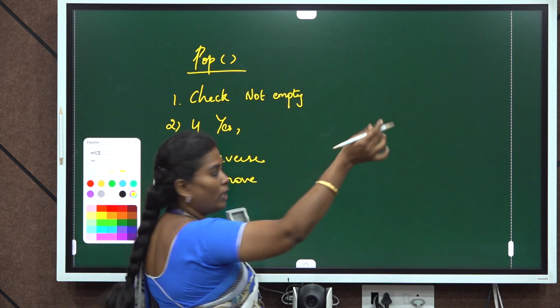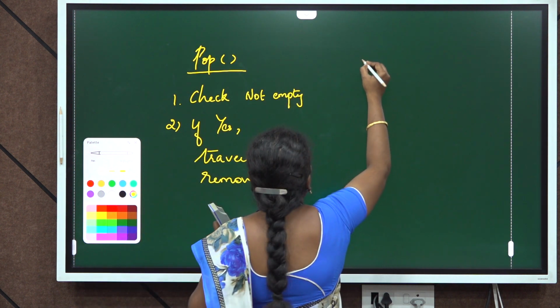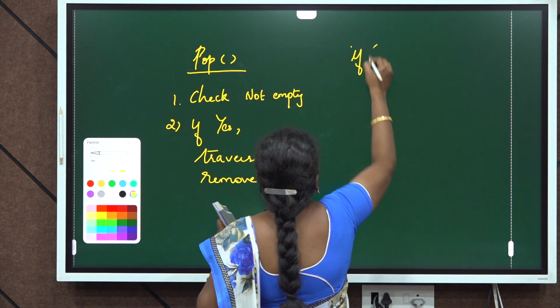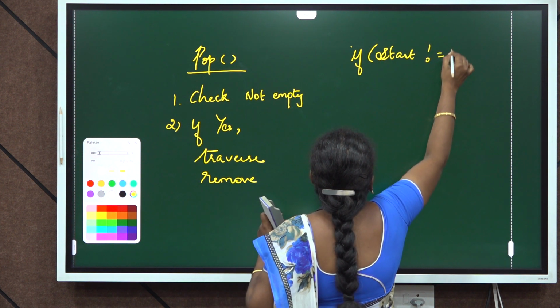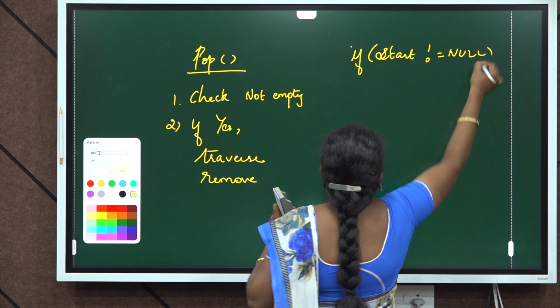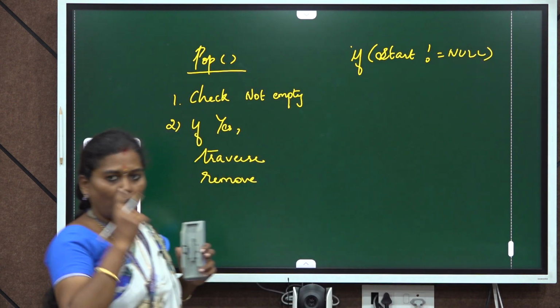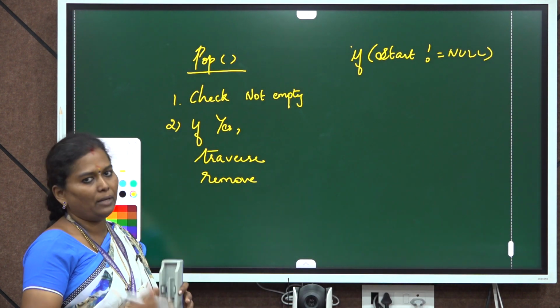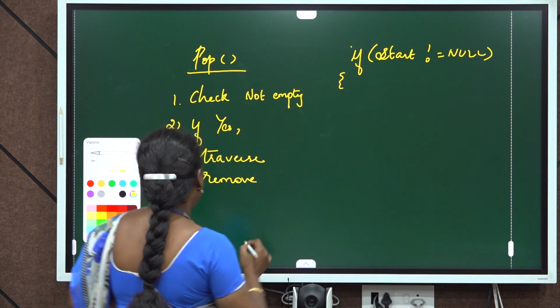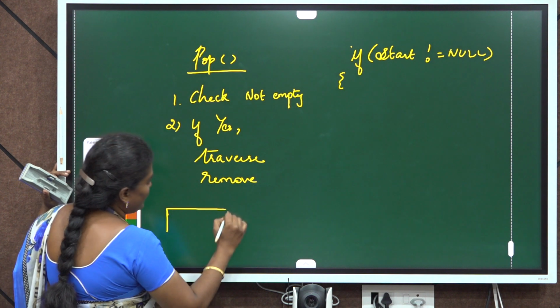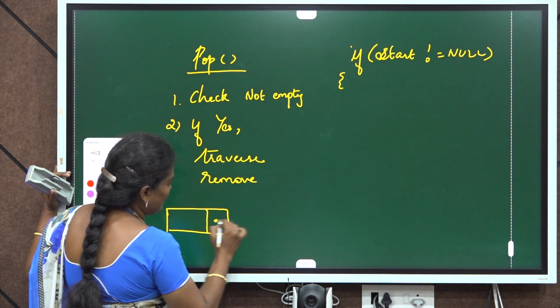So now let us go with the checking for not empty. So how do we check for not empty? If start not equal to null. If start is not equal to null, it means that you have some data. So how are we going to do? We are going to traverse. So what is the explanation telling about? You have a stack.